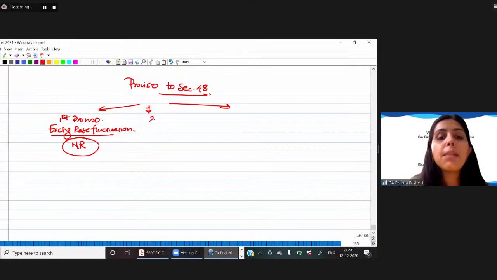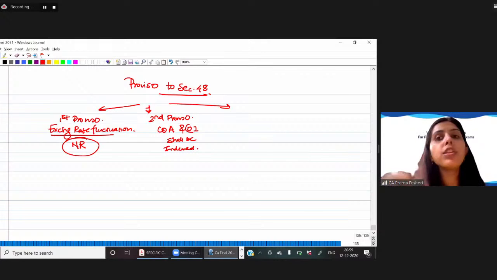Second proviso to 48. What does the second proviso say? Cost of acquisition and cost of improvement shall be indexed. Right? So CII for the year in which the asset is transferred divided by the CII of the year in which the asset was purchased or was first held by the previous owner. So previous owner's period also you include.